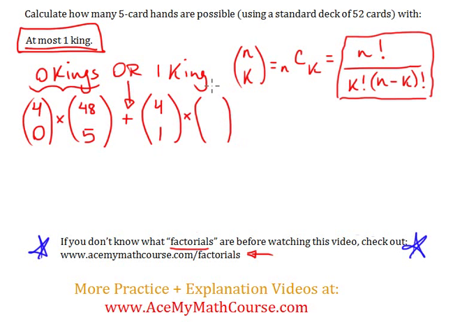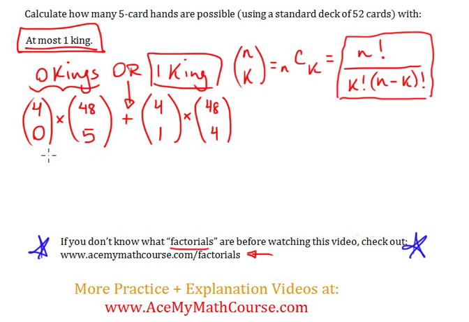So from the 48 cards that are not kings, aces, queens, jacks, everything else, from the 48 cards that are left, you're selecting 4 of them in case we want 1 king, and that's it.